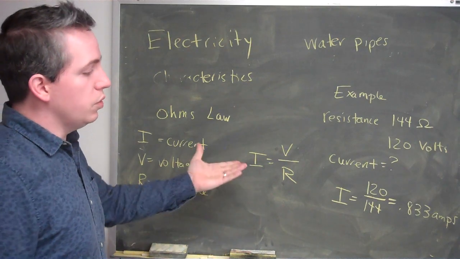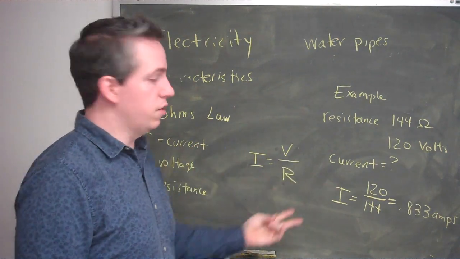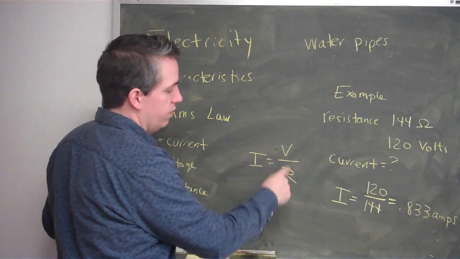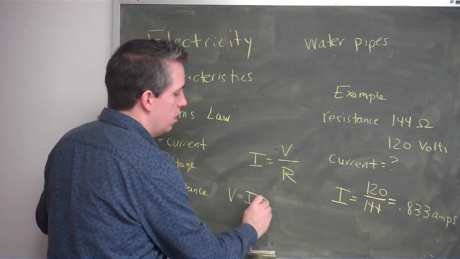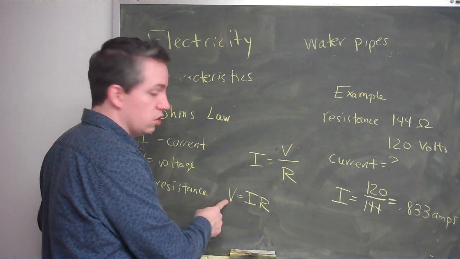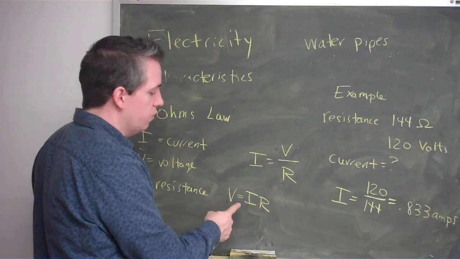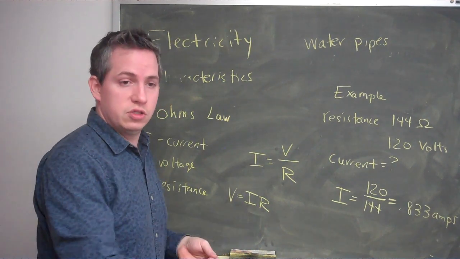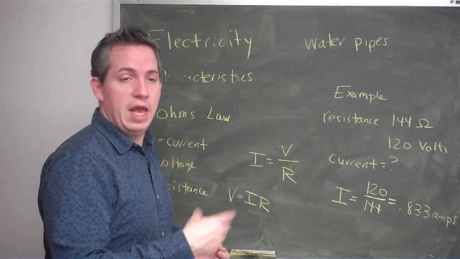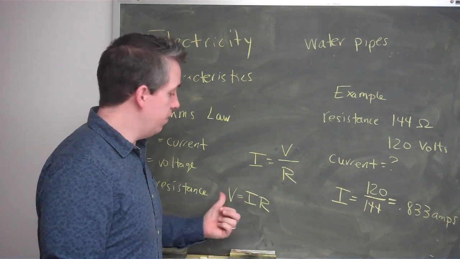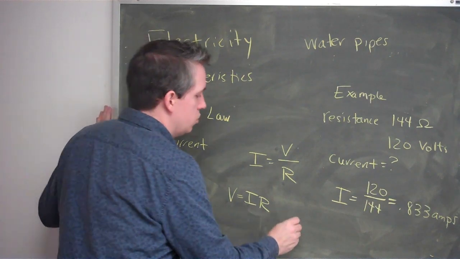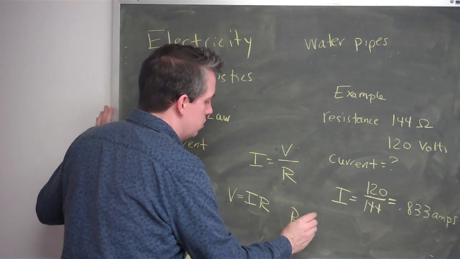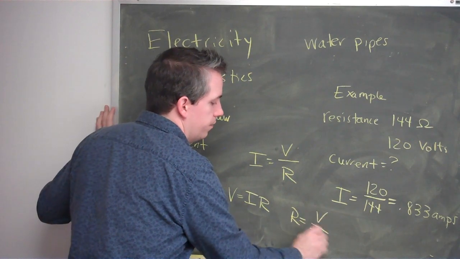Now, given any two numbers, you can always figure out the third. That's because I equals V over R is the same thing as V equals IR. So if you know the current and the resistance, you can compute the voltage. So for instance, suppose you want to make sure that the electricity is flowing at a certain current, and you know how much resistance is on the line. You can figure out how much voltage you need in order for that to work. And then you can also do that the resistance is equal to the voltage divided by the current.